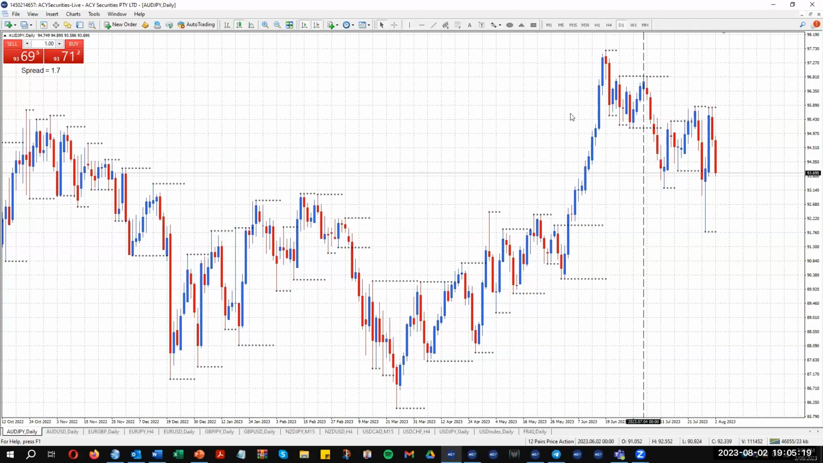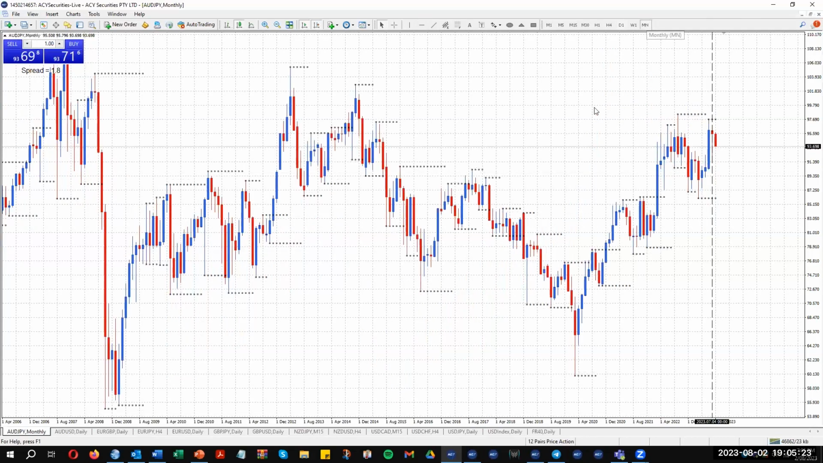All right, I'm just going to drop down to the monthly chart, this is where the new month started. And I actually said this at the start of the month and the previous month, that potentially we could come up and fail here.